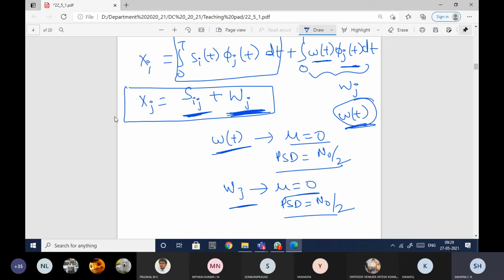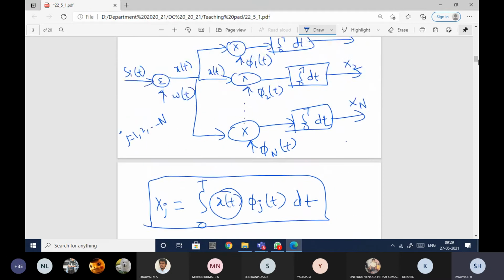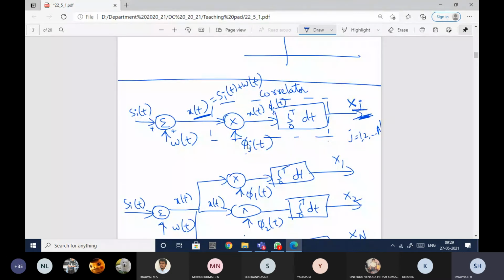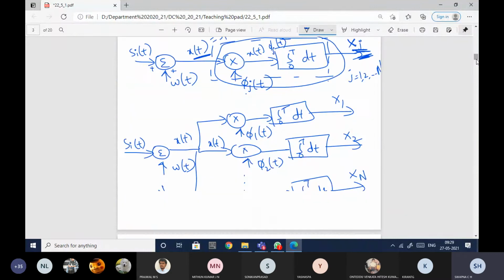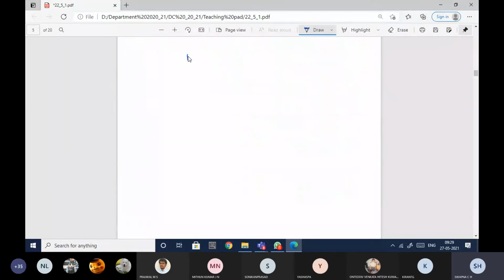In the exam, what they'll ask you is to derive the expression for mean and variance of the correlator outputs. Correlator outputs in the sense xj. Xj is the correlator output, right? If you observe the receiver part, this xj is nothing but the correlator output. So I need to find the mean of that. I need to find the mean of xj and also the variance of xj. These two I need to find.